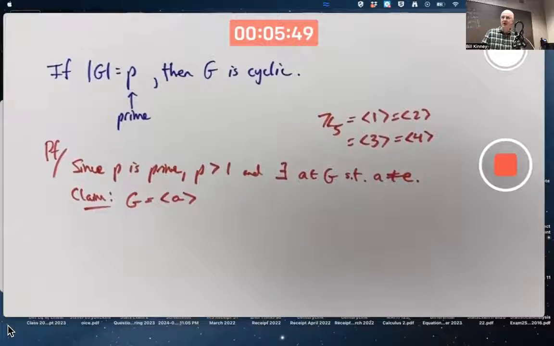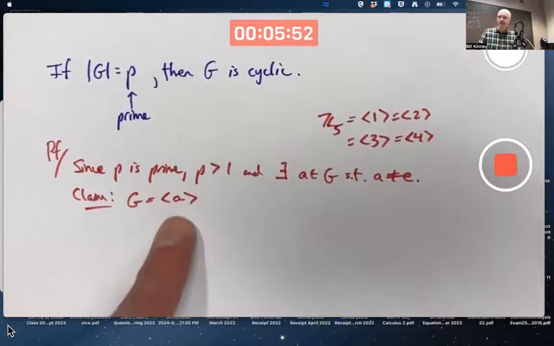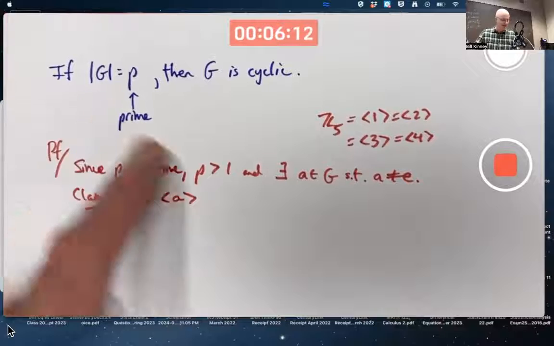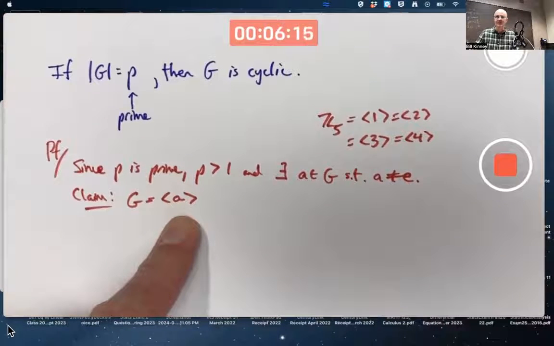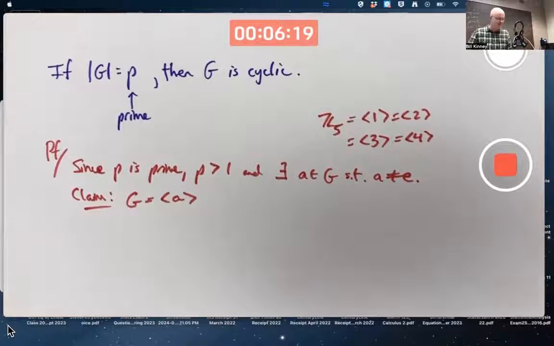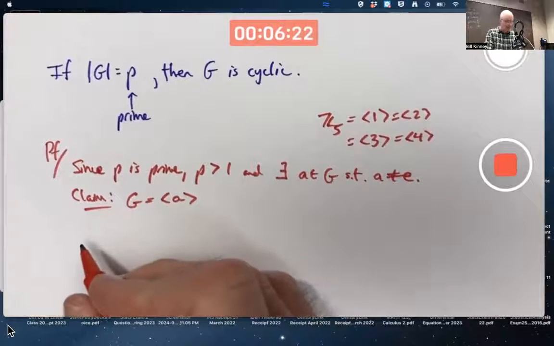How is Lagrange's theorem relevant? Well, the cyclic subgroup generated by an element is a subgroup. By Lagrange's theorem, its order has to divide the order of the group. It has to divide this prime P. There's only 2 possibilities because P is prime, 1 and P. It's not 1 because A is not the identity, so it's got to be P. This has got to have order P. Since G has order P, they've got to be the same thing. Done. You could say something like this.